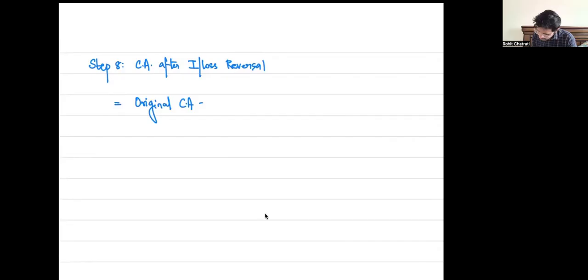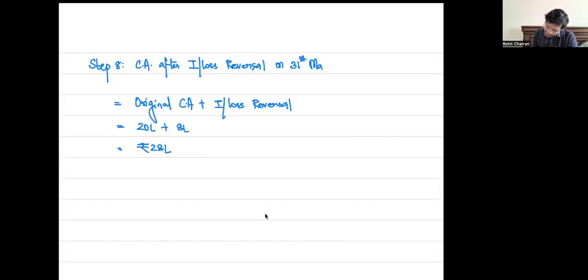Therefore, step number 8 will be carrying amount after impairment loss reversal. This is going to be equal to original carrying amount plus impairment loss reversal. That is going to be equal to 20 lakhs plus 8 lakhs, that is equal to 28 lakh rupees. So the carrying amount on 31st of March 23 after recognizing the impairment loss reversal is equal to 28 lakhs.